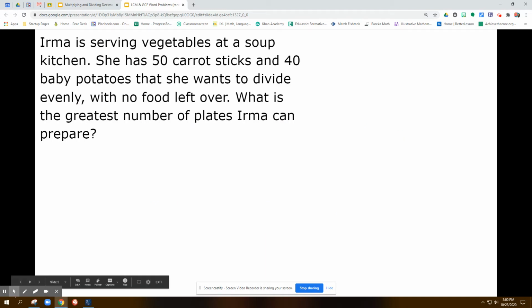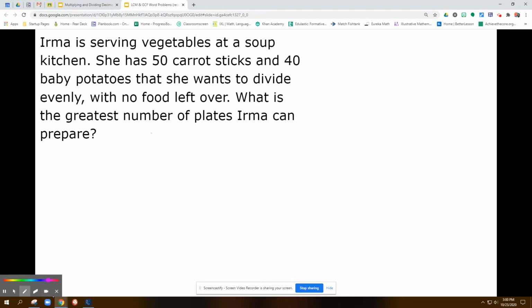Now, Irma is serving vegetables at a soup kitchen. She has 50 carrot sticks and 40 baby potatoes that she wants to divide evenly with no food left over. What's the greatest number of plates Irma could prepare? Are we going to find the greatest common factor or the least common multiple?